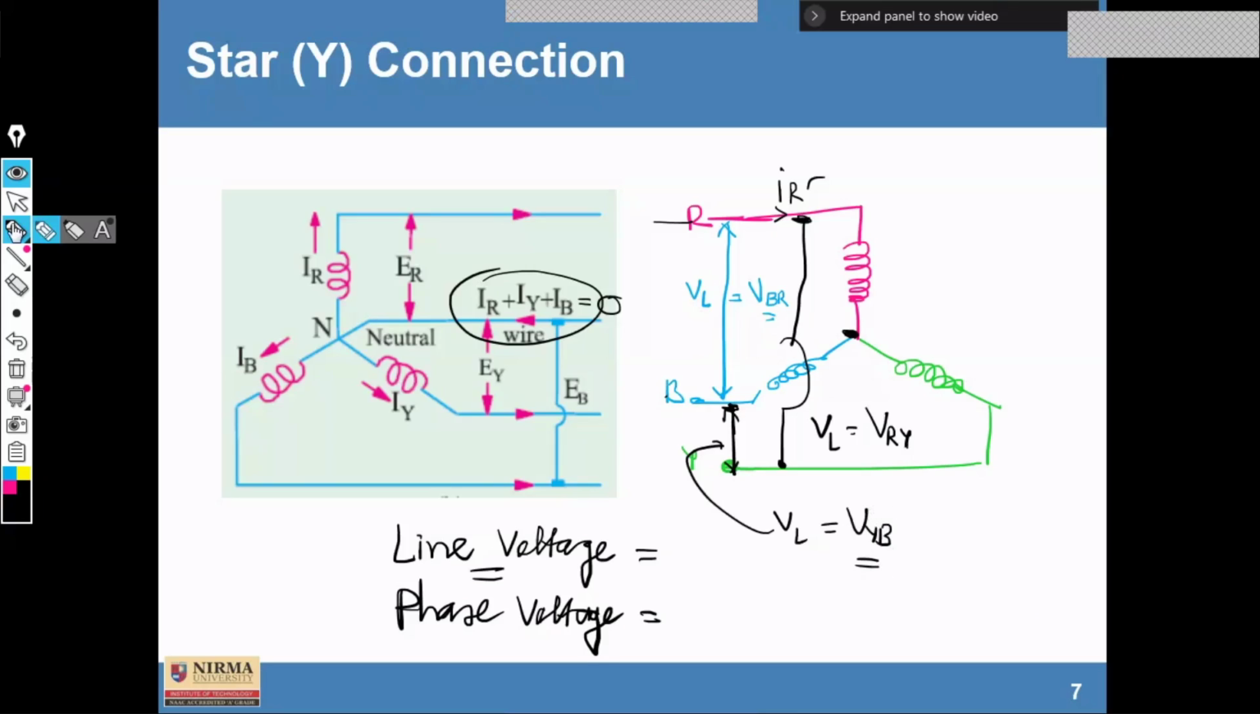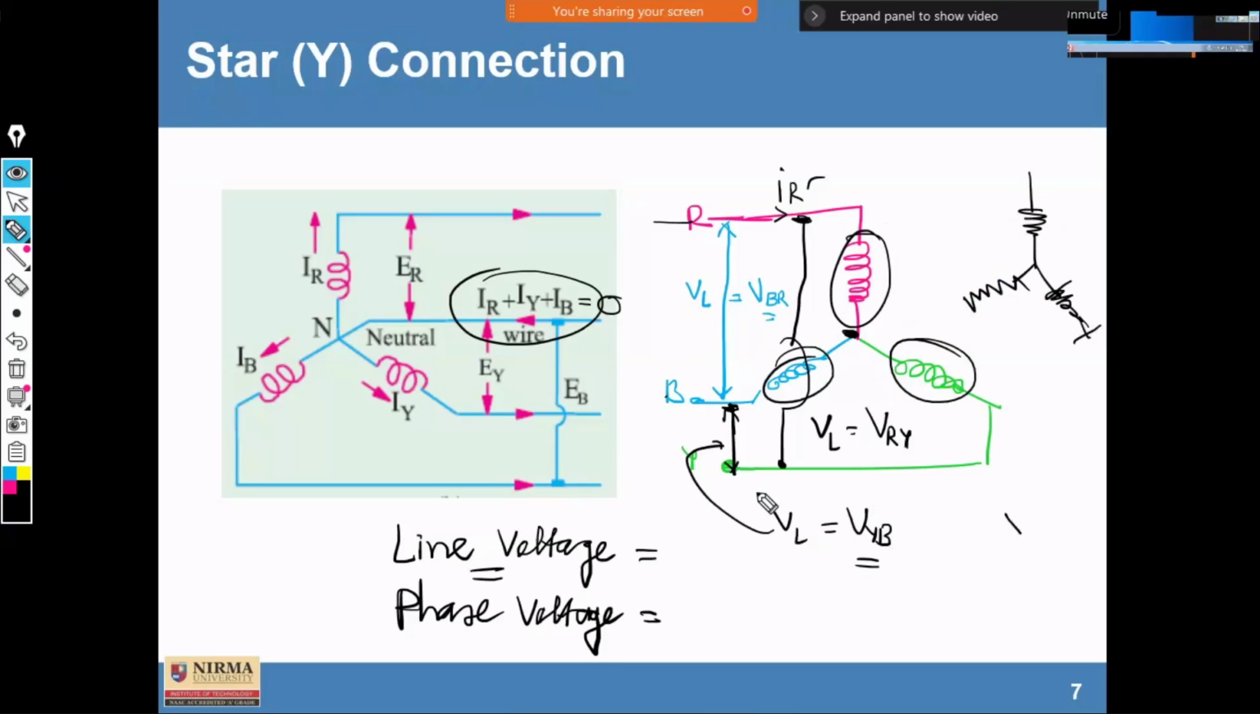Okay. Now, what does it mean? This is a load, maybe an inductive load, maybe a resistive load, maybe a capacitive load. So I can make this star with a resistor load also. I can make this star with a capacitor load also.